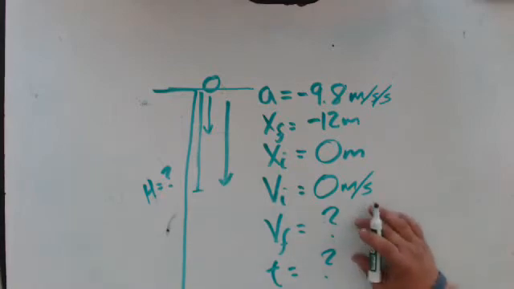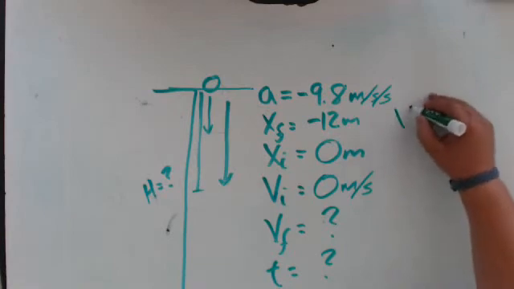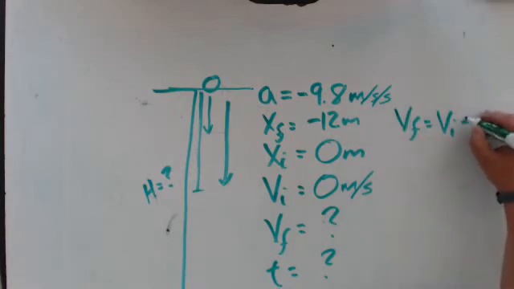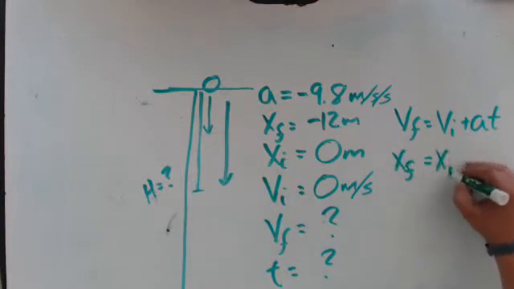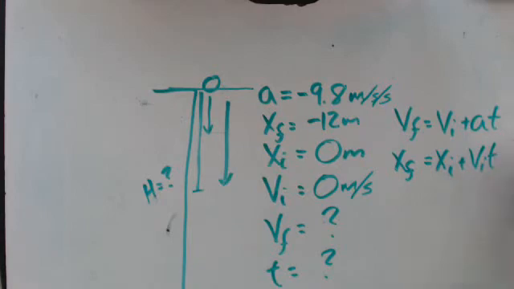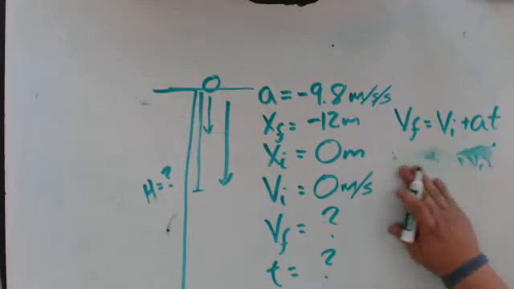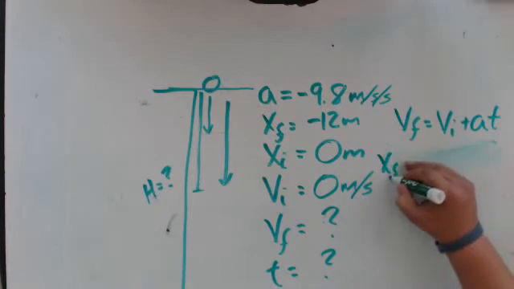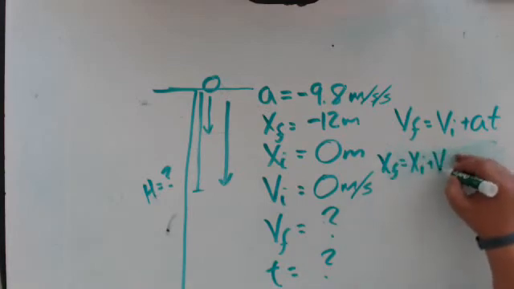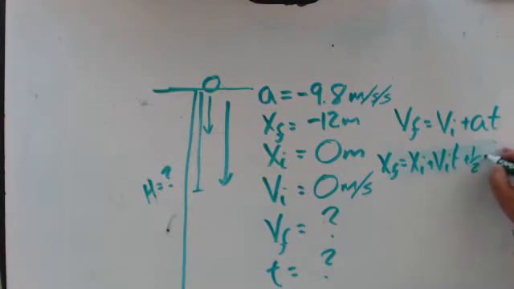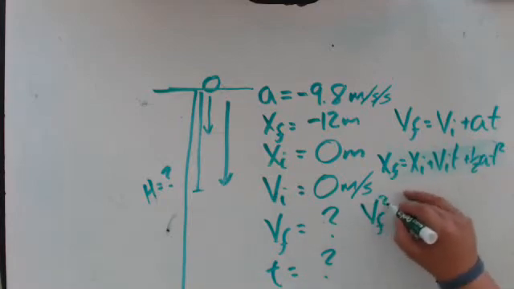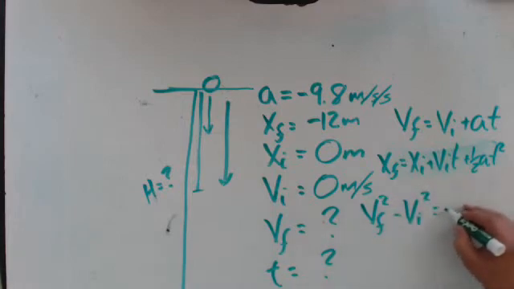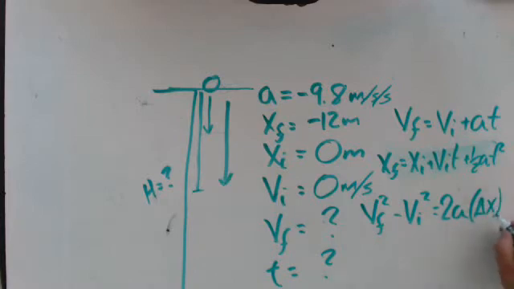So let's start with my right equation. Let's see what we've got here. We've got V final is equal to V initial plus AT. X final is equal to X initial plus V initial T plus 1/2 AT squared. Managed to get that in there. And then my favorite, V final squared minus V initial squared is equal to 2 times my acceleration times, I'm going to use shorthand for this one, change in position.